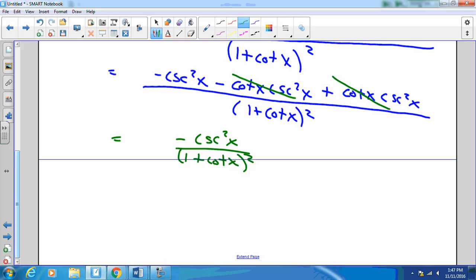And I think all of you that did this problem got this answer, and it's perfectly fine. Then you look in the back of the book. And the back of the book says negative 1 over (sine x plus cosine x) squared. And you go, huh?